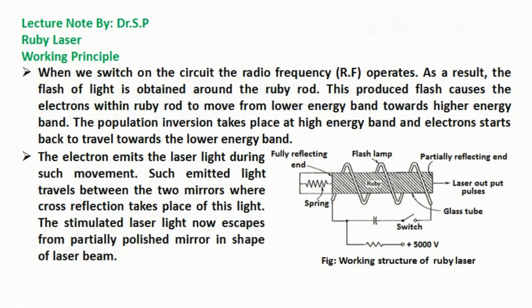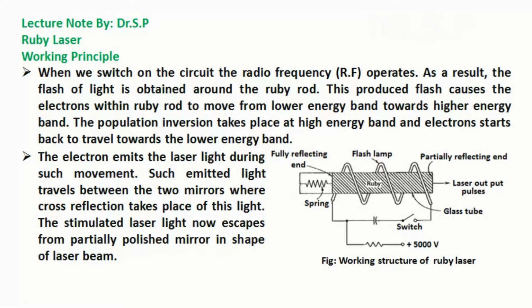Working principle of ruby laser. When we switch on the circuit, the radio frequency RF operates. As a result, the flash of light is obtained around the ruby rod. This produced flash causes the electrons within the ruby rod to move from the lower energy band towards the higher energy band. The population inversion takes place at the high energy band and electrons start back to travel towards the lower energy band. The electron emits the laser light during such movement.